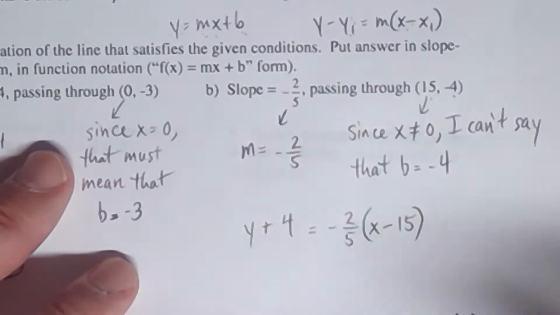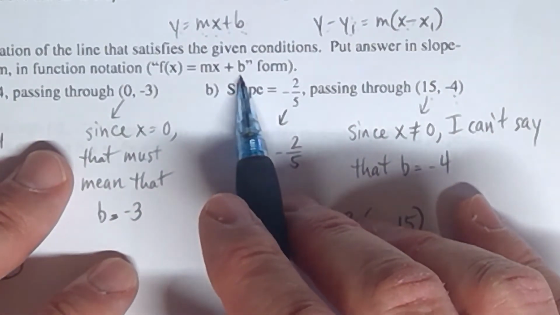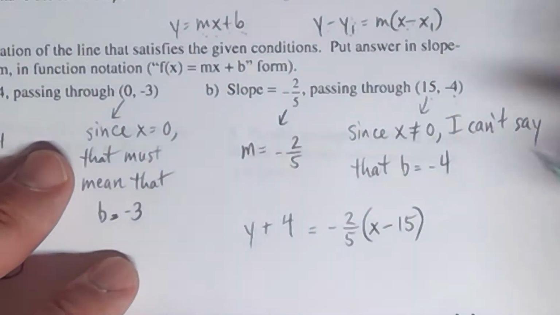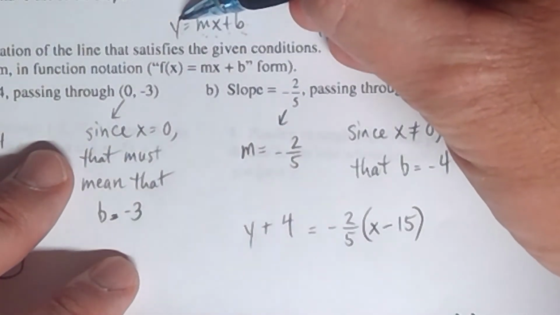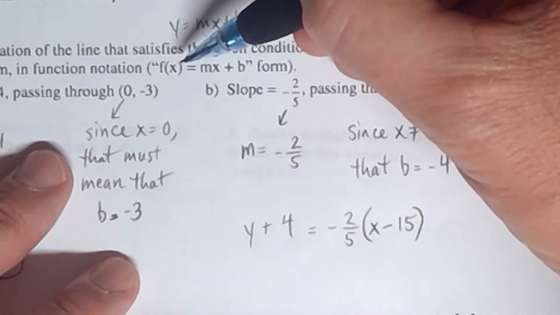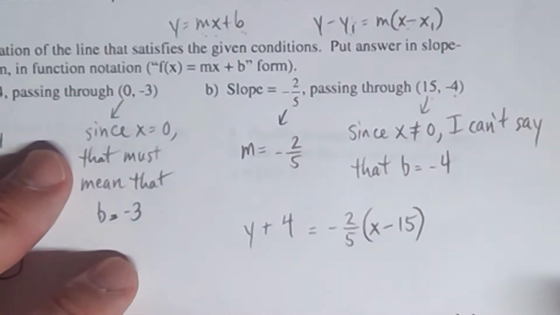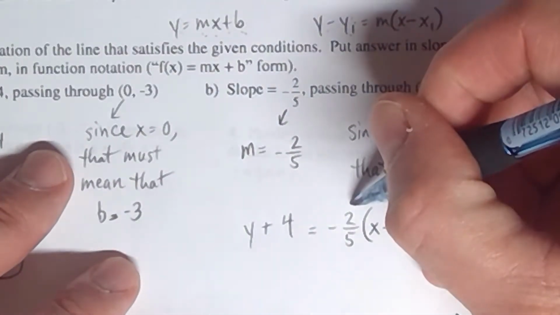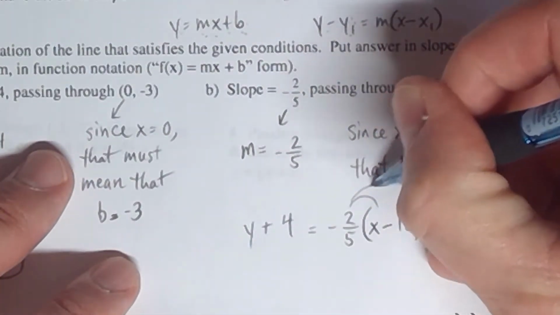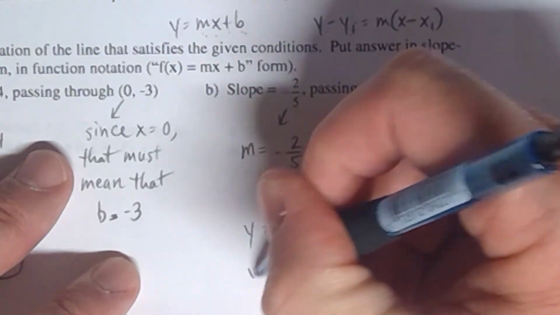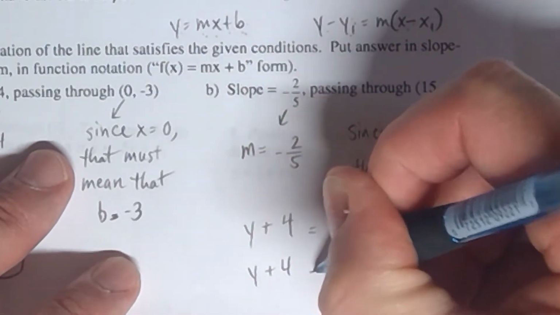So here's what you have to do in order to get it to look like this. Just a few more steps. Remember, you have to first of all get y by itself, and then you can do the f of x thing. How do I get y by itself? Two steps. You first of all distribute this out. Okay. Let's talk about what that is.